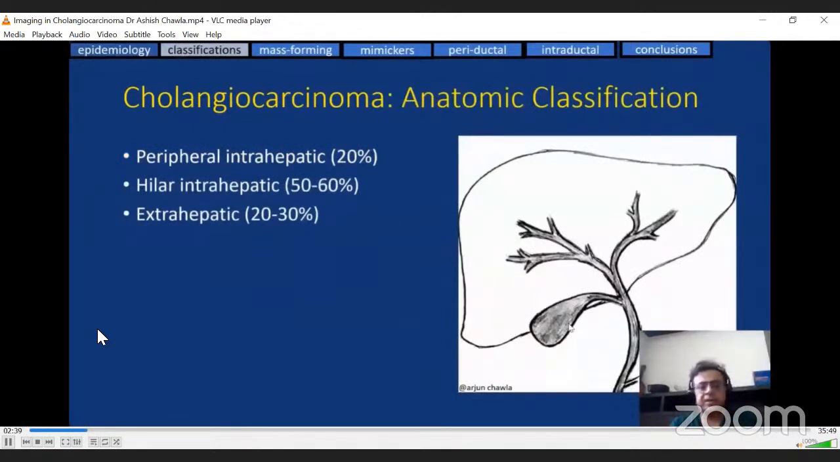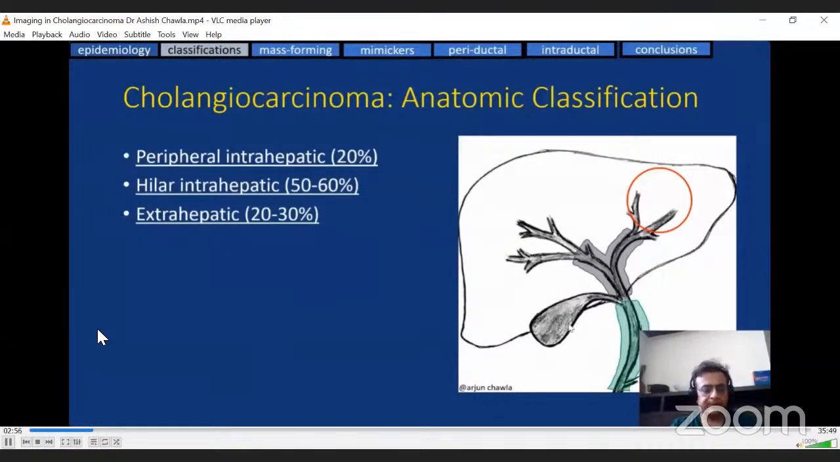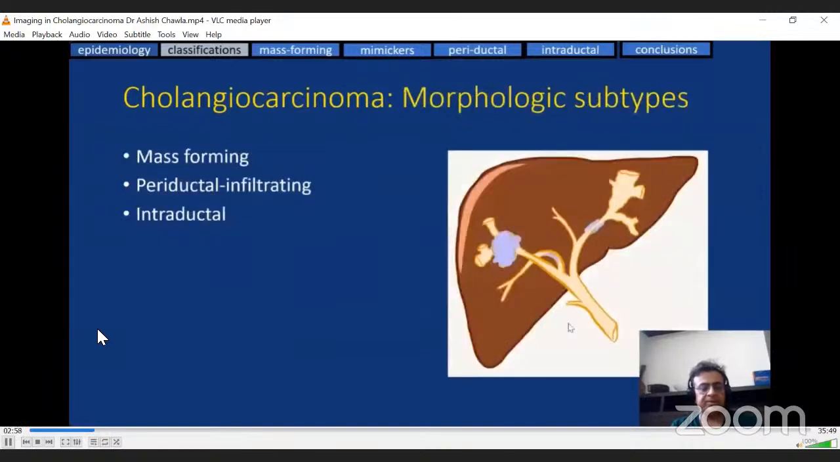Coming to the anatomical classification, cholangiocarcinoma can be divided into peripheral intrahepatic cholangiocarcinoma, hilar cholangiocarcinoma extending from the insertion of the cystic duct to the second order bile duct, and then the extrahepatic cholangiocarcinoma, as shown in this illustration. More important for us is to know the morphological classification of cholangiocarcinoma.